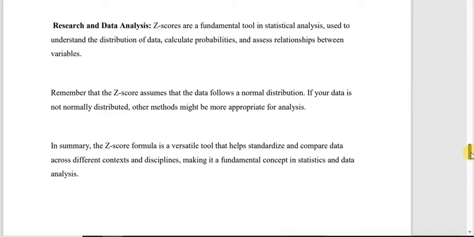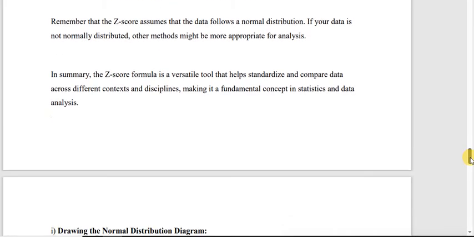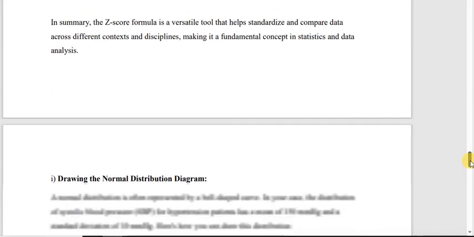Z-score really assumes that the data follows a normal distribution. So if your data is not normally distributed, then it is not an appropriate tool to use for data analysis. So in summary, the Z-score formula is a versatile tool that helps us standardize and compare data across different disciplines, making it a fundamental concept in statistics and data analysis.